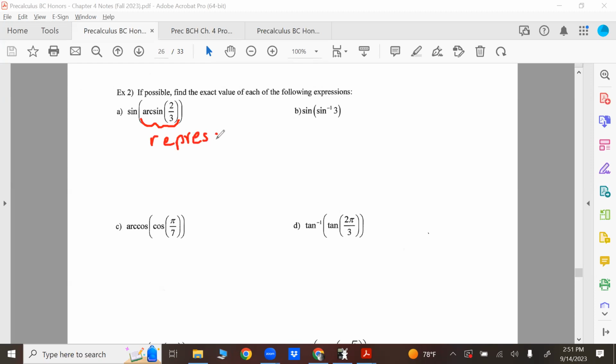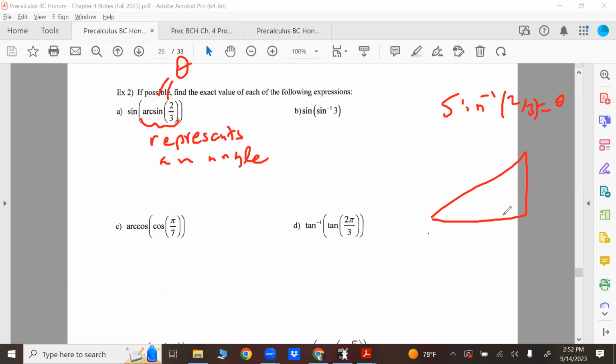So that represents an angle. Think of it like theta. So inverse sine of 2/3 equals theta, right? Let's draw a triangle.